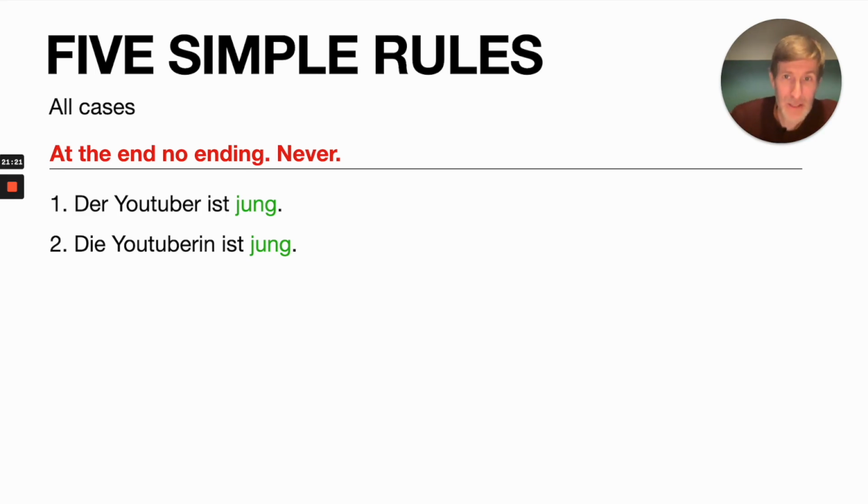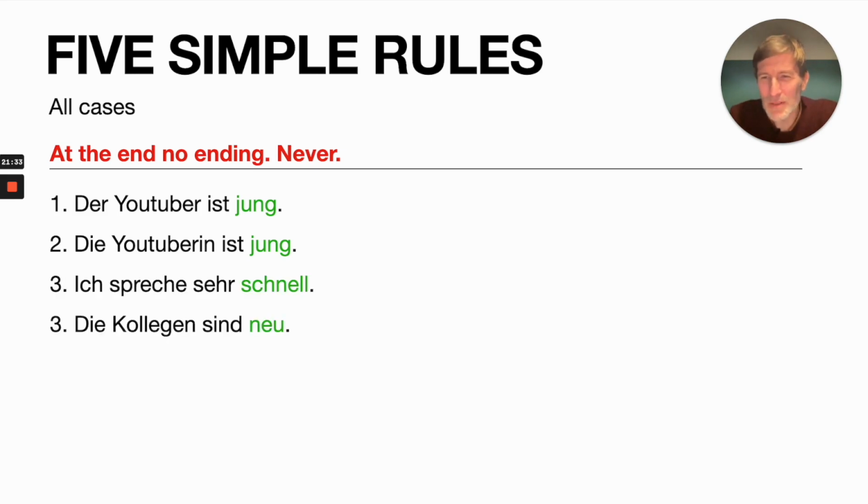And that is where I contradict myself from the beginning, where I said adjectives always have an ending. I still stand by that. But if you put it at the end, no ending. And no matter what. By the way, number 3 is not necessarily an adjective. Number 3 is, now you tell me in the comments what number 3 is. It's not an adjective. It looks like one, but it's not. Yeah?